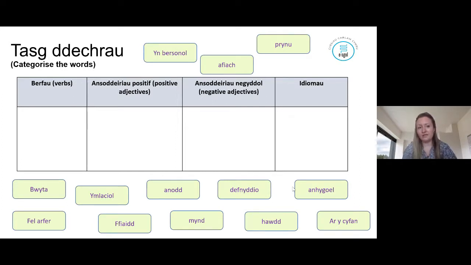So, a couple of funudau nawr ta I categoriddio'r geiriau fyna. Bant â chi te, off you go. Any questions, pop them in the chat box, okay? Diolch.